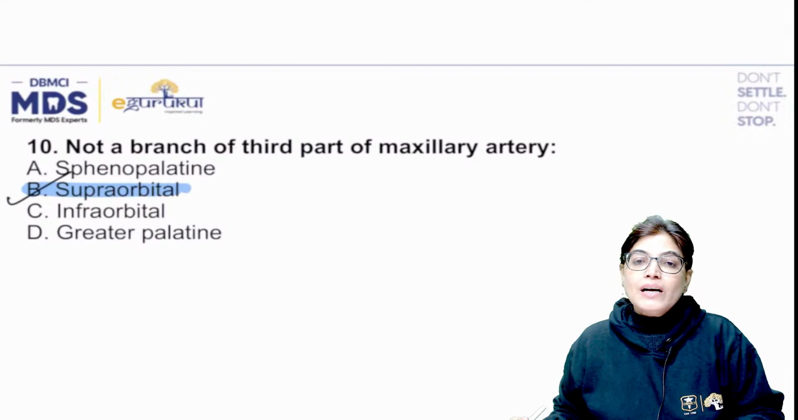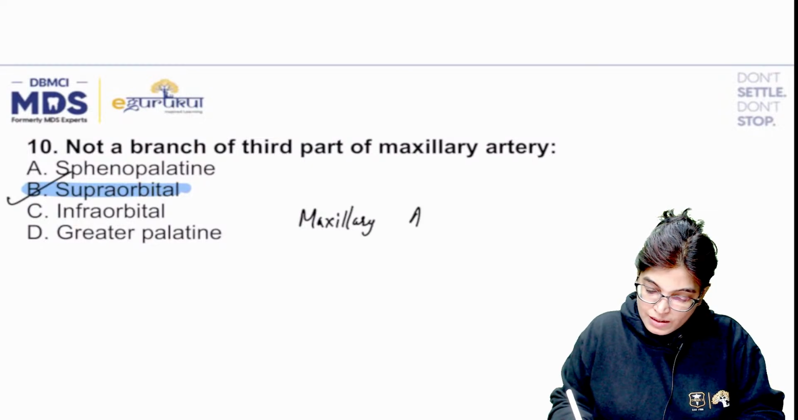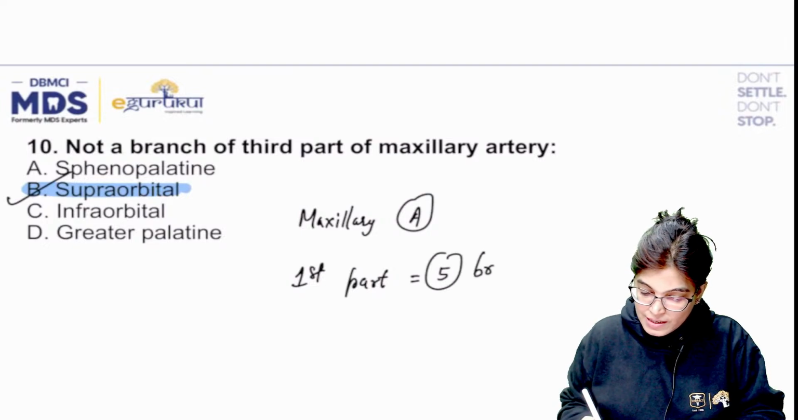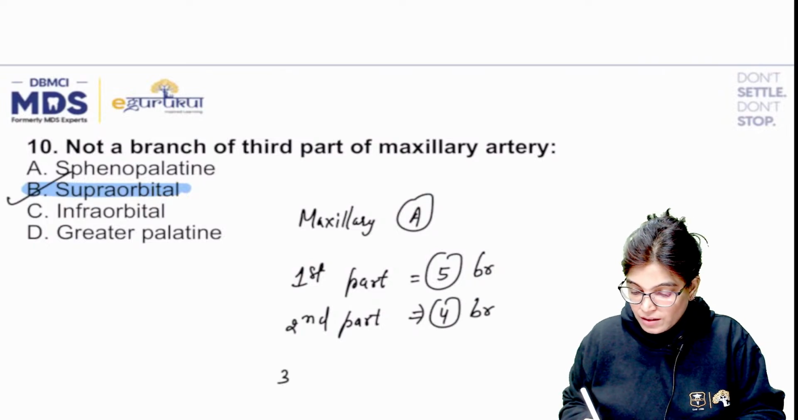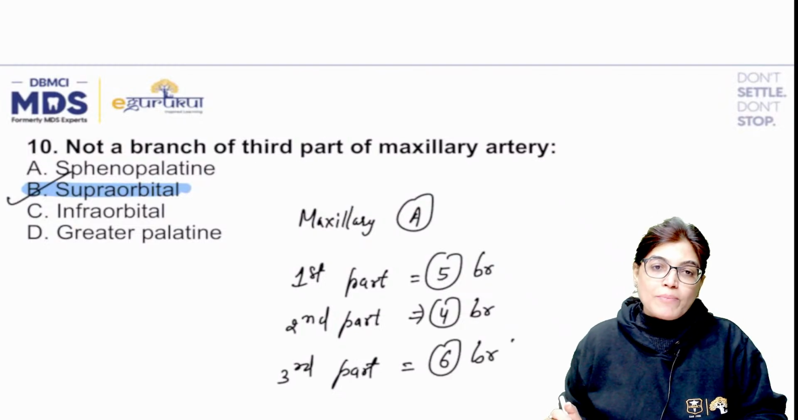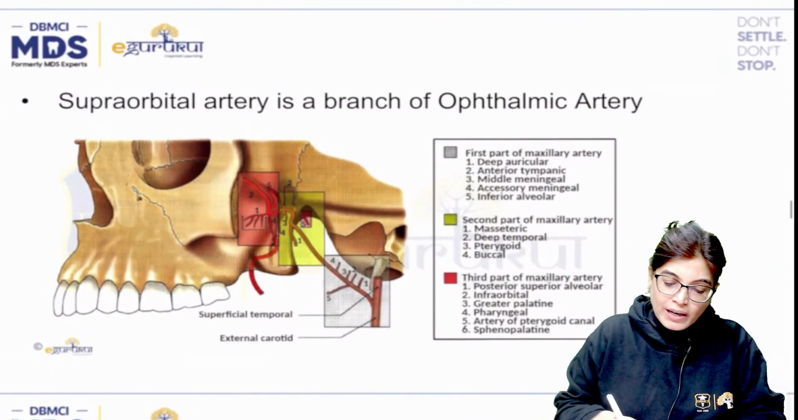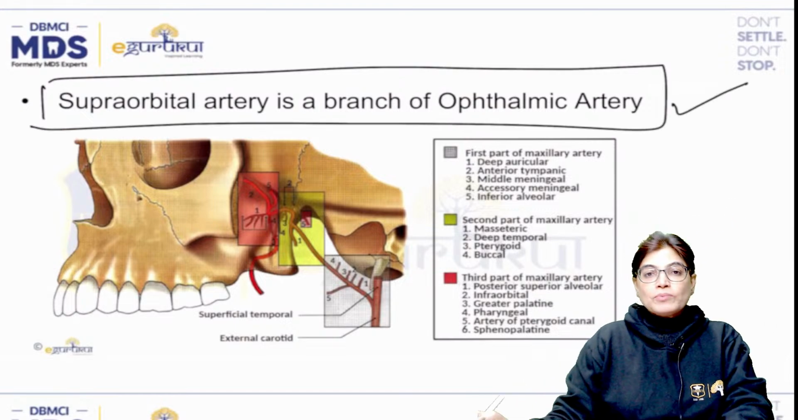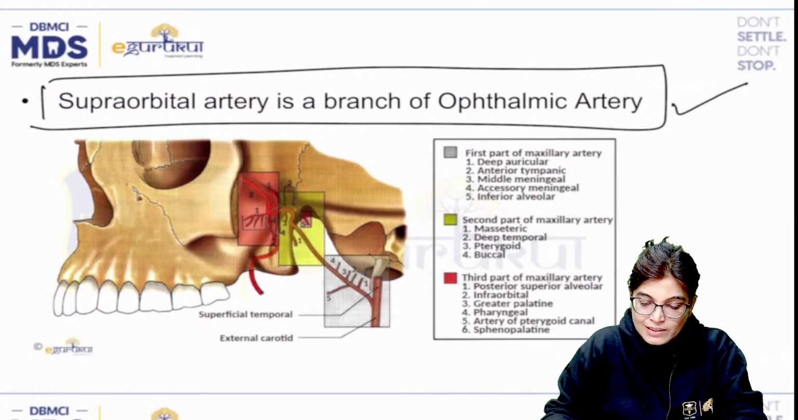Actually, if I'm talking about the maxillary artery, the first part is giving 5 branches, the second part is giving 4 muscular branches, and the third part is giving 6 branches. And we have to know the names of all the branches. There are many mnemonics for it, and I will explain it. Supraorbital artery is the right answer, because it is not a branch of the maxillary artery. It is a branch of the ophthalmic artery, and the ophthalmic artery is a branch of the internal carotid artery.